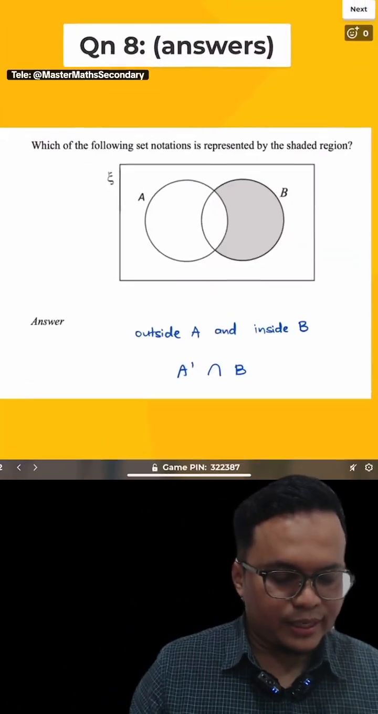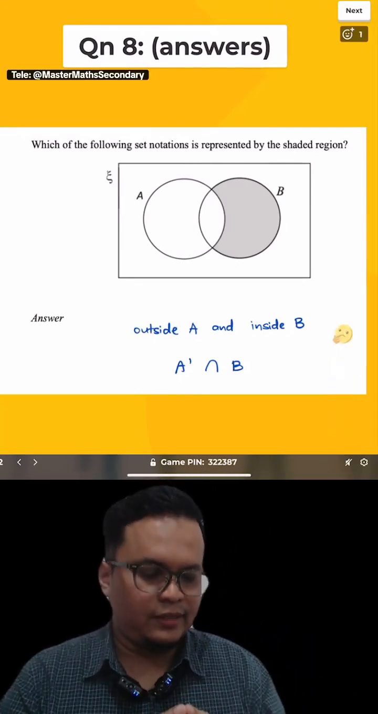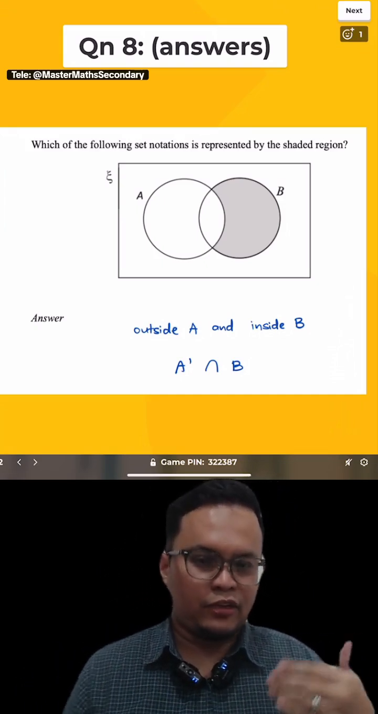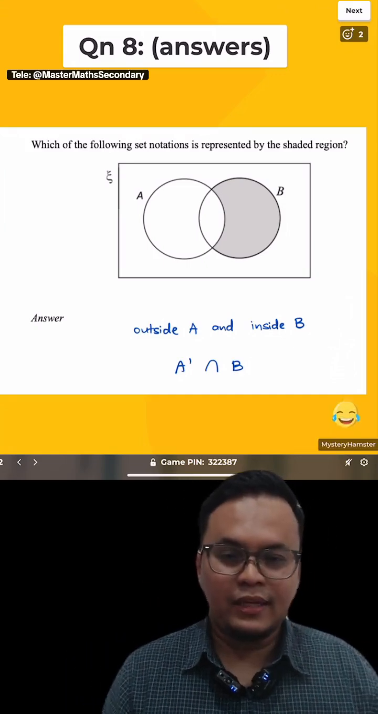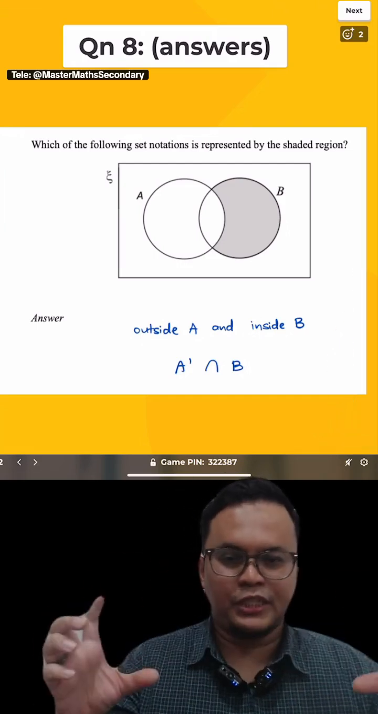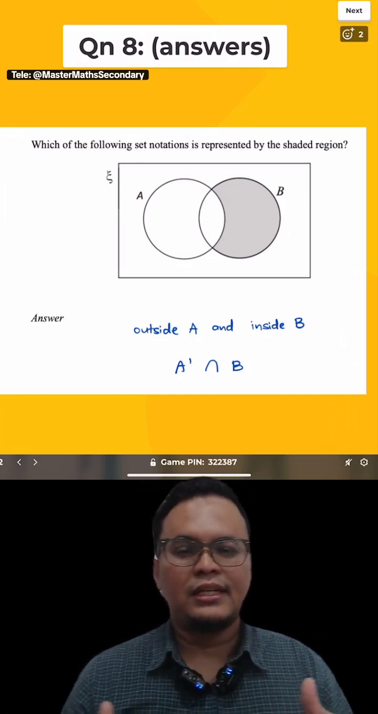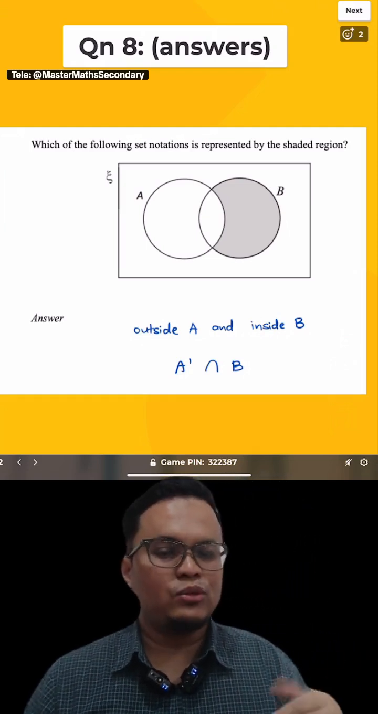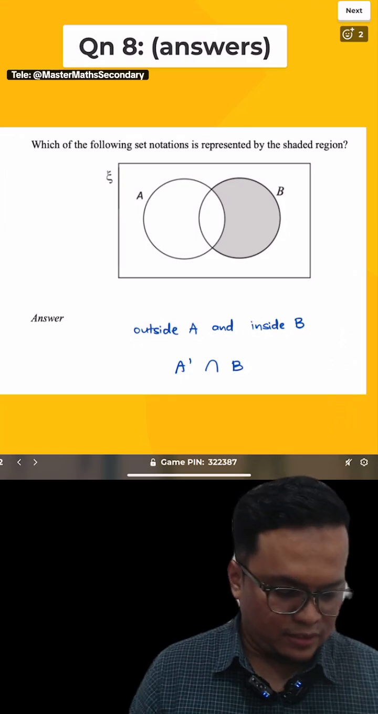Let's take a look at this one here. To describe this shaded segment, it's outside of A, and if you also notice, it's inside of B. From this English description, you can change it to math language, set notation. Outside of A means A prime, N translates to an intersection, and inside of B is just B. So that's why we get this.